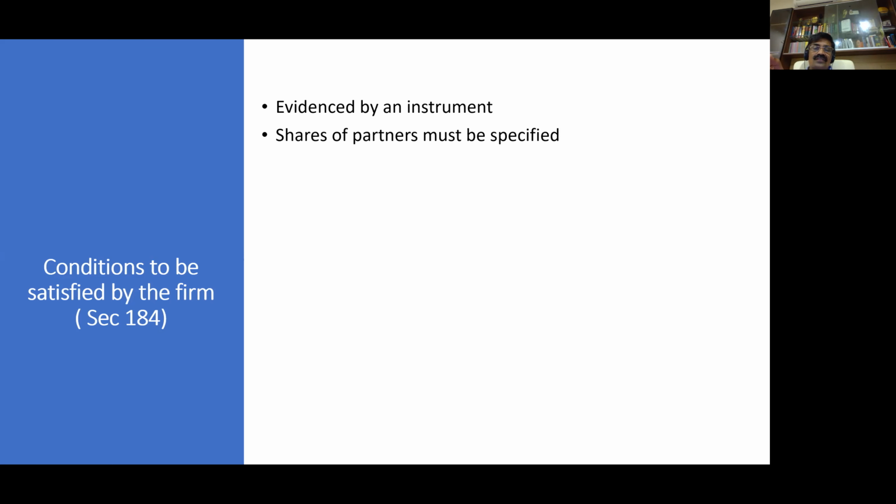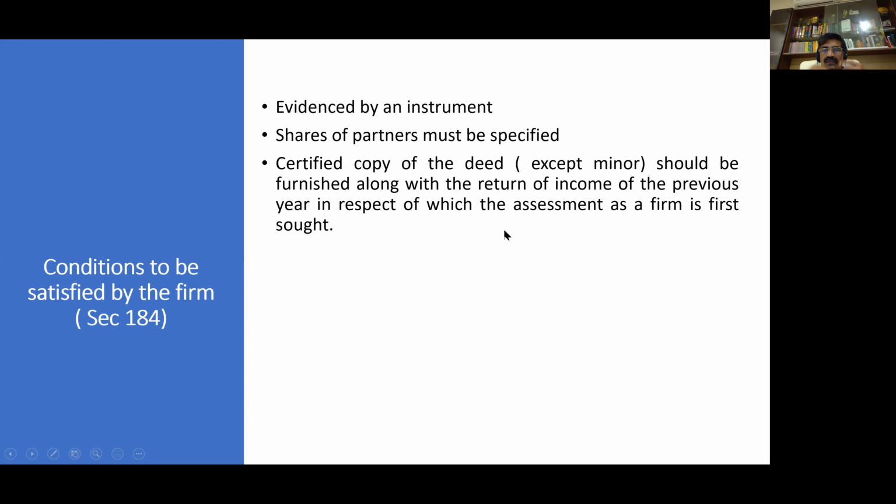What do you think the section says? The shares of the partners must be specified. You can specify that partner 2, partner 3 will get a profit share of 0, 1, 10, 100, anything you specify. It is not necessary that the shares of the partners must be specified as a percentage. How does the income tax department know that you have an instrument, that is, you have a deed? And how does the income tax department know that the share of profit is specified?